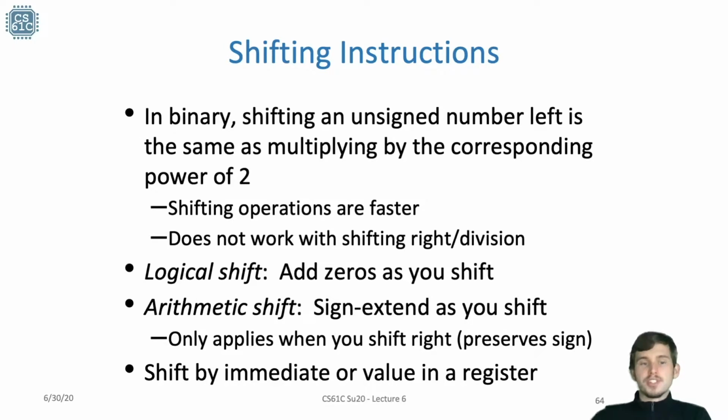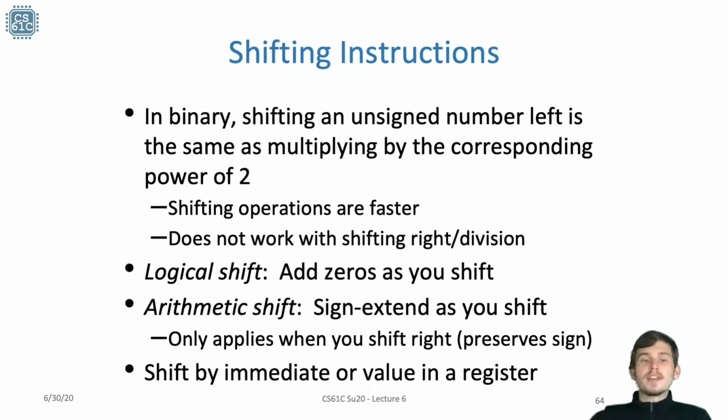We have different types of shifts. The first one is logical shifting. That is where we actually add zeros as we shift. We also have arithmetic shifting. So this is where we sign extend as we shift. Arithmetic shifting only really makes sense for right shifts, so there's really only a right arithmetic shift. And the most important thing is it's nice because it preserves the sign when we shift.